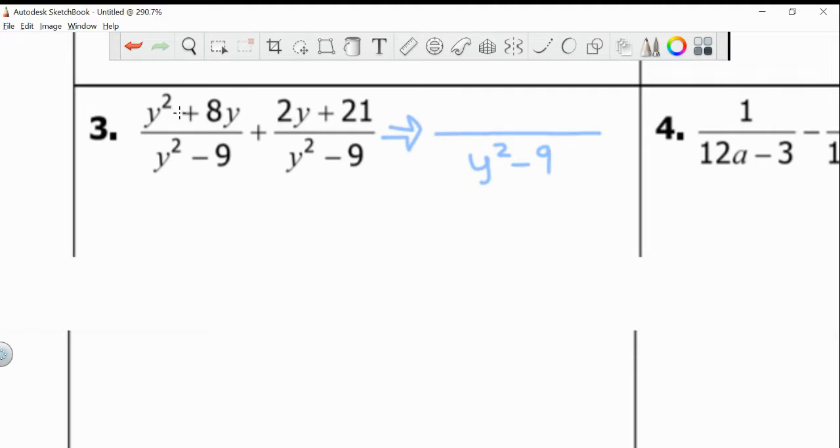Now on top, we need to add these two things together. And again, adding the tops hopefully isn't that tricky. It's a y squared plus, there's no y squareds, which is y squared. It's an 8y plus 2y, so it should be 10y. And then it's a 21. There's no other numbers, so it's just a 21.